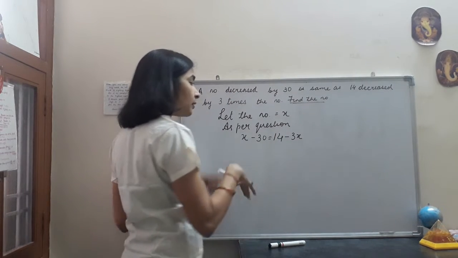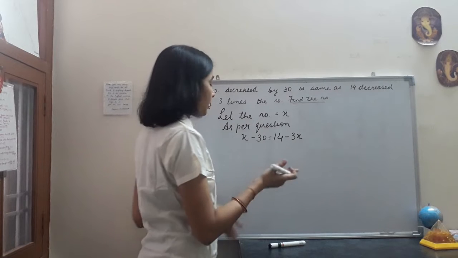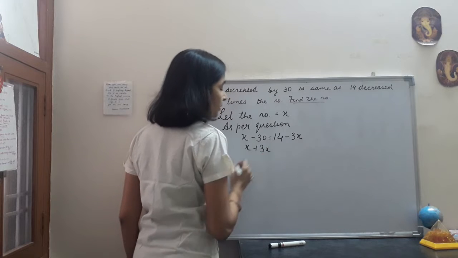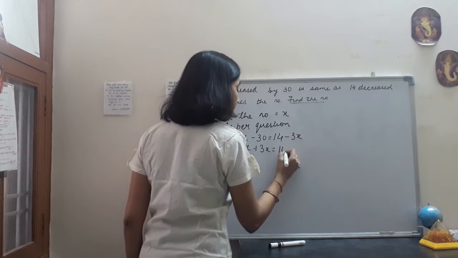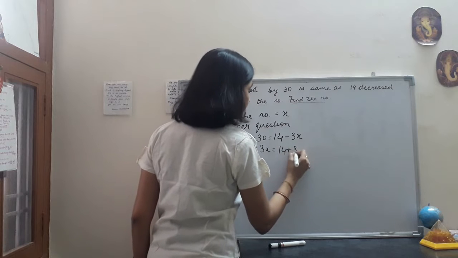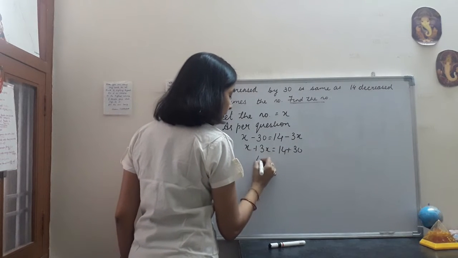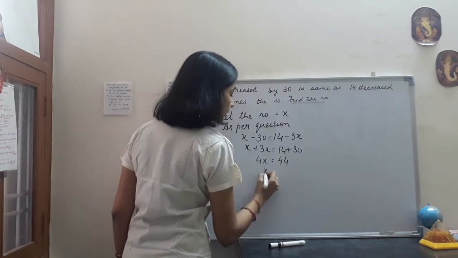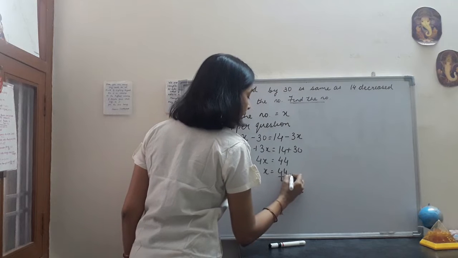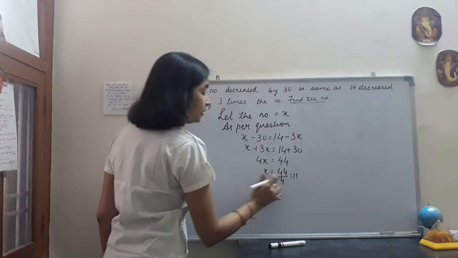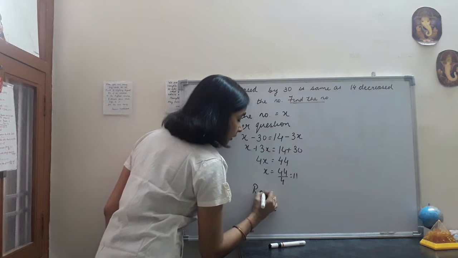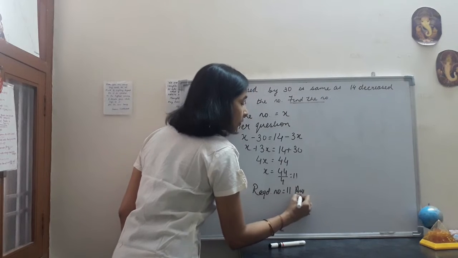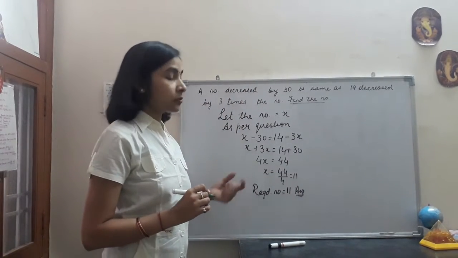Now solving the equation, again the transposing method, we will bring the like terms on the same side and then solve the equation. So 3x will come here, it will change into positive. x plus 3x is equal to 14 will remain as it is. This 30 comes on this side, so positive. Now x plus 3x gives us 4x, 14 plus 30 gives us 44. So x is equal to 44 upon 4, that is equal to 11. So x is equal to 11. So what we will write in the answer? Required number is equal to 11. Okay, is that clear? Now let's see the next question.